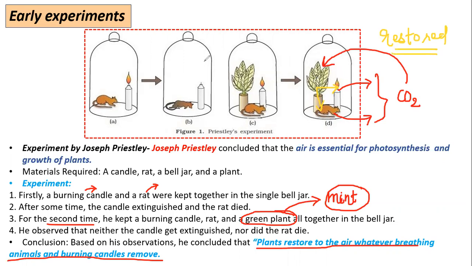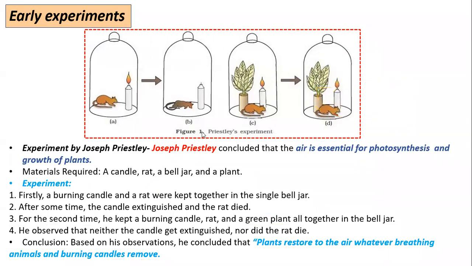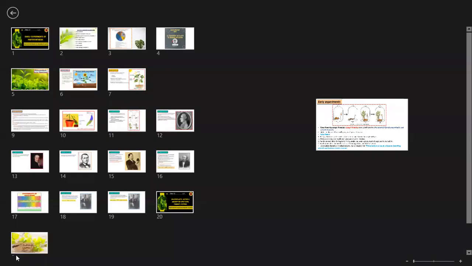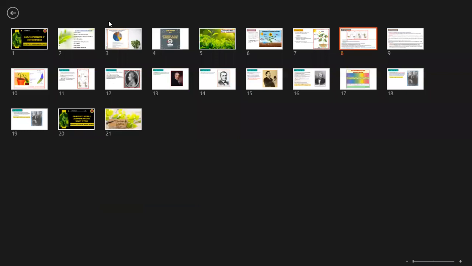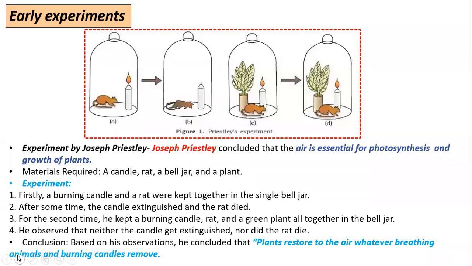So that is Joseph Priestley's experiment. So what was his experiment? Plants restore to the air whatever the breathing animals and burning candle remove. Clear? That was the very first experiment which you have to study in this chapter. Okay, so let's move on.